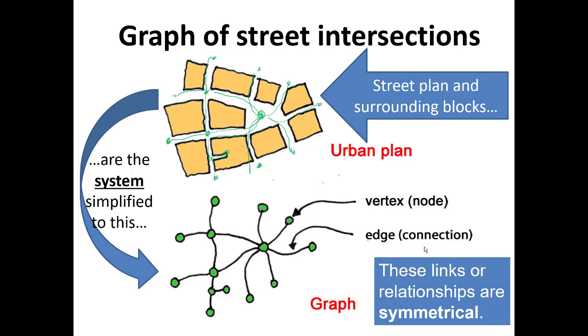And in this case, these links or these relationships, they're symmetrical. So even though this graph doesn't draw arrows, the assumption in this case is that if you can go to this place right here to go to there, then you can go back again.